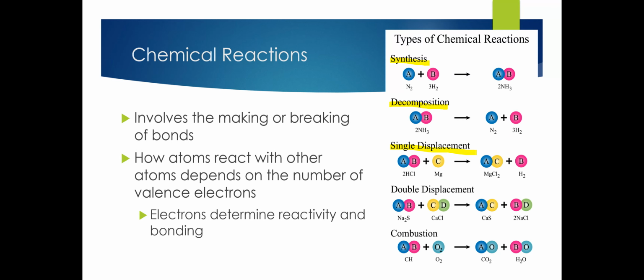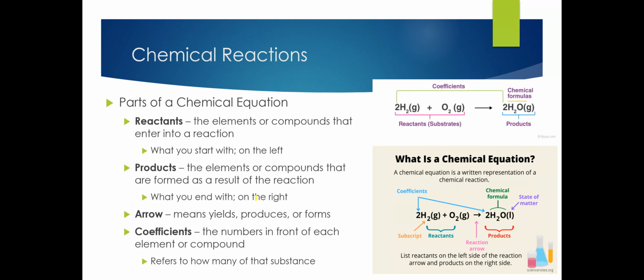We could have single and double displacement, which is where the atoms are just rearranging and changing partners. Or we could have combustion, where something's burning, right? You don't have to know these terms at all, but I just want to remind you that all we're doing in chemical reactions is making and breaking bonds, okay? And so what determines how these atoms react with each other goes back to those valence electrons. Remember that the electrons are kind of responsible for that behavior.